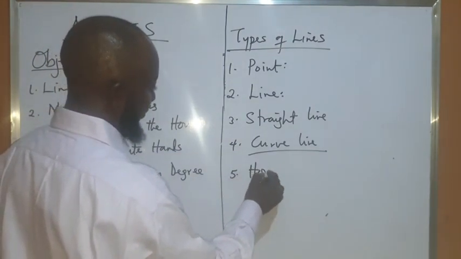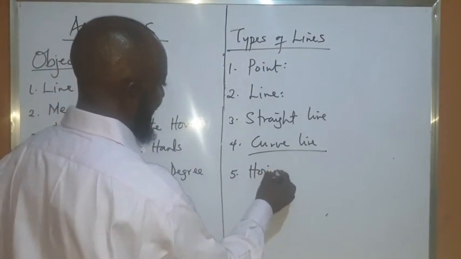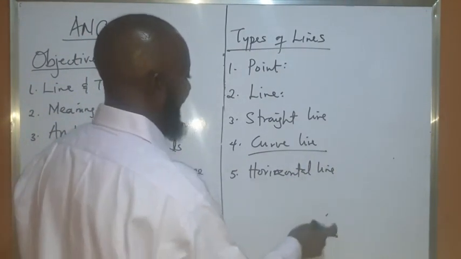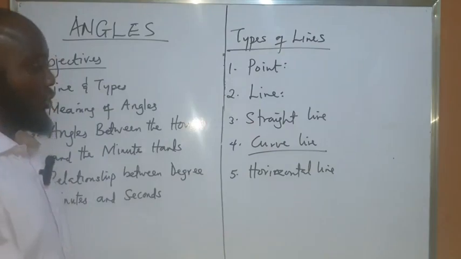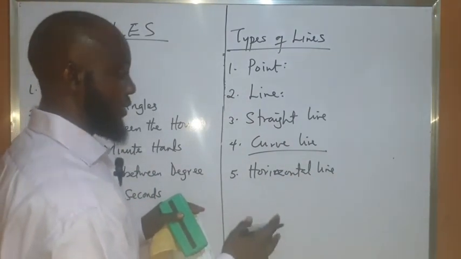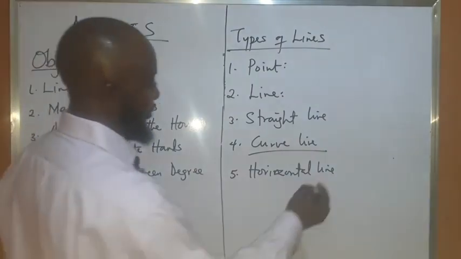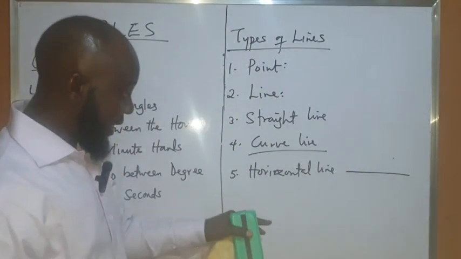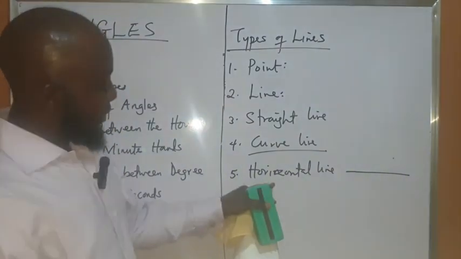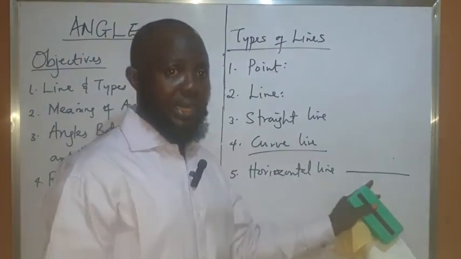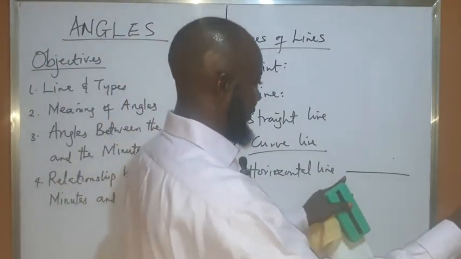horizontal line. Please take note of this. Horizontal line is a line that is drawn from right to left. You understand? You move it from right to the left. So for example, you have a line like this, a horizontal line. It's a straight line, right? A horizontal line is also a straight line, but it is drawn from right to the left, and you move from right to the left.